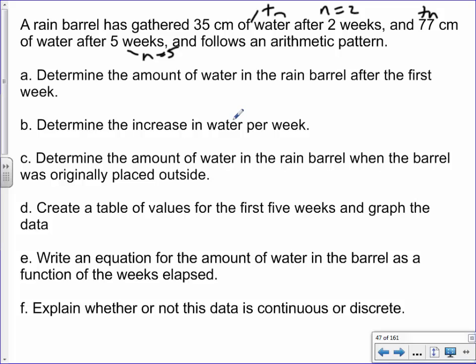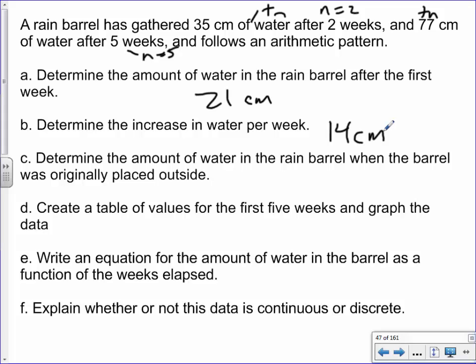Determine the amount of water in the rain barrel after the first week. We just found that, 21, right? 21 centimeters, I guess. And then how much increase in water was there per week? Yeah. Really, we answered two questions at once, just by doing the system of equations.